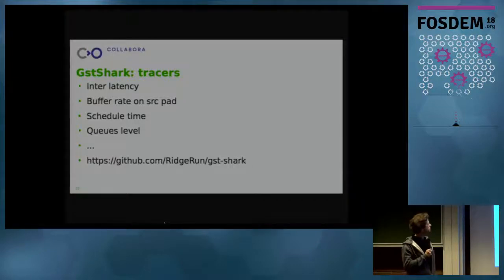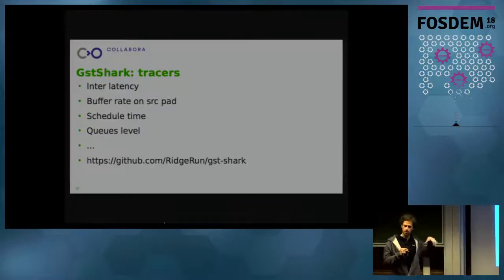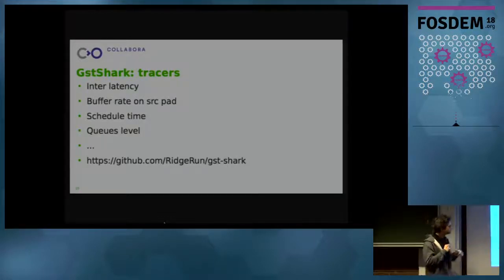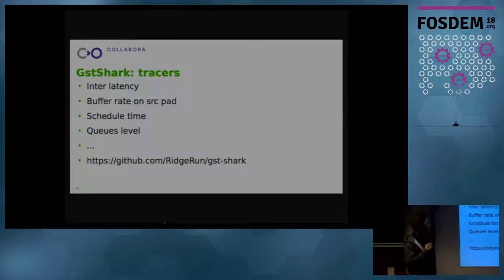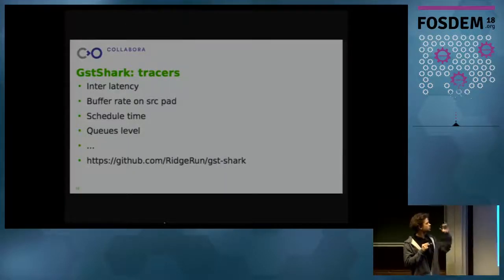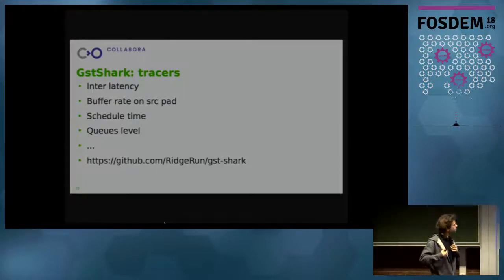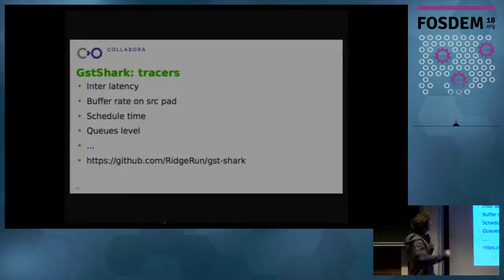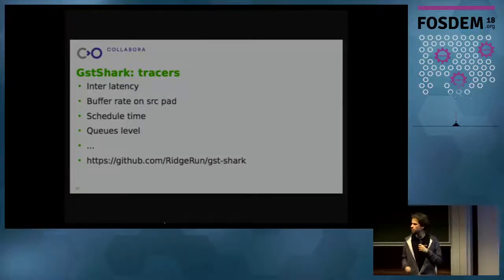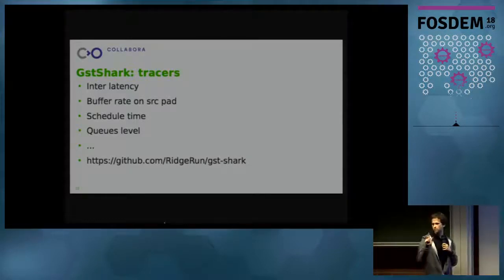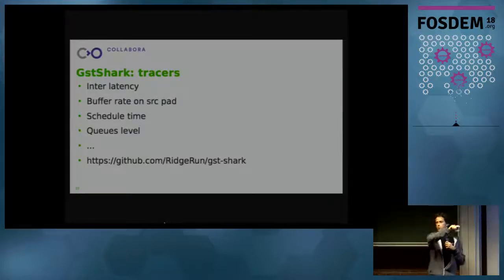A few extra tracers. So now I'm going back to the tracers. All the tracers I presented so far are merged in GStreamer core, but third parties can also develop their own tracers. GstShark is one of them. It contains a whole lot of tracers which are more specialized versions of the upstream ones or provide extra features. You can measure things like inter-latency. It's a bit like the latency tracer I presented before, except that it will measure the latency between each element in the pipeline, while the upstream one is measuring from the source to the sink. So it's a bit more precise in this regard.